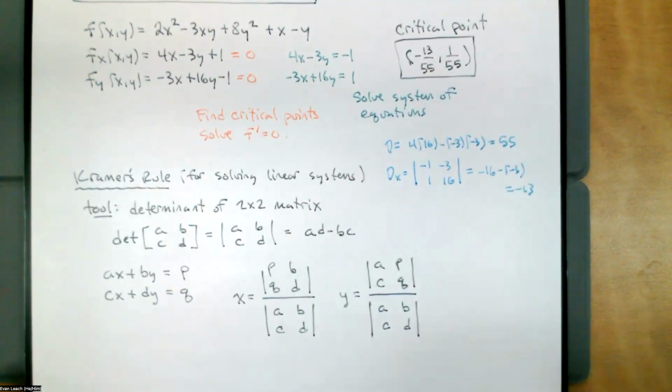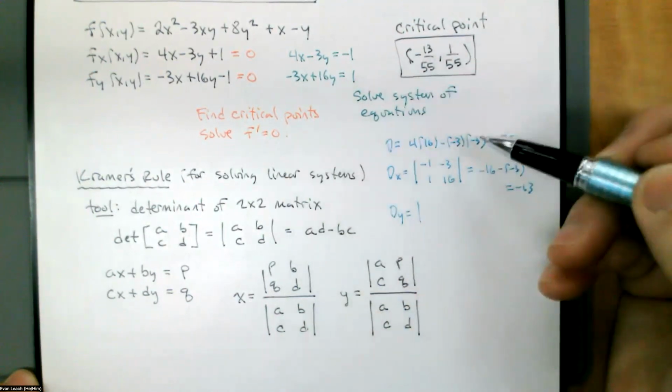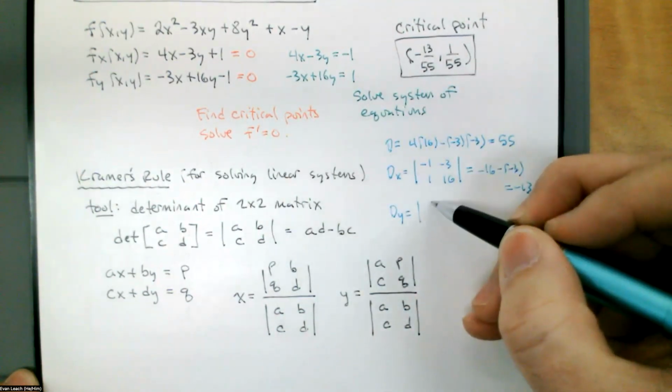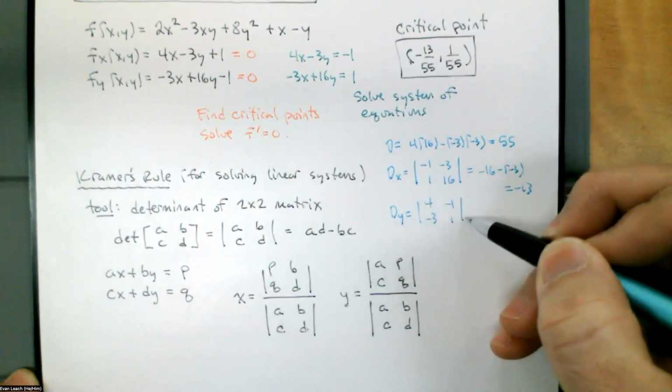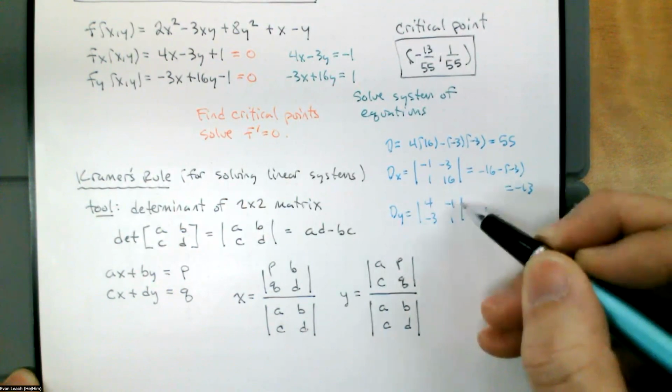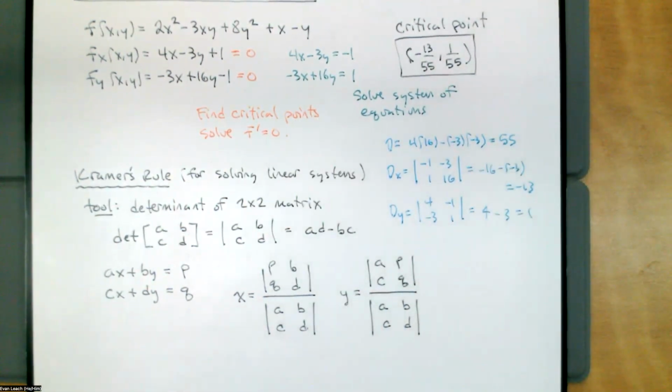For dy, the numerator of the y, we would replace the y column. So I'd have 4, -3 for the x column and then -1 for the y column. Then I'll have 4 minus a 3, which is 1. And that's my numerator on the y. Shoot, Cramer's rule is pretty fast on a system of two equations and two unknowns.